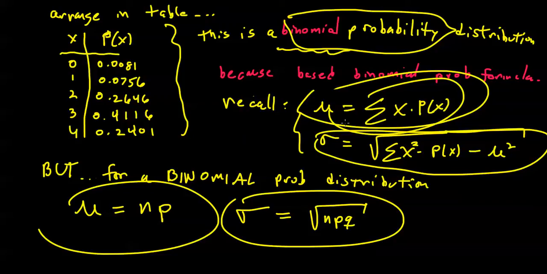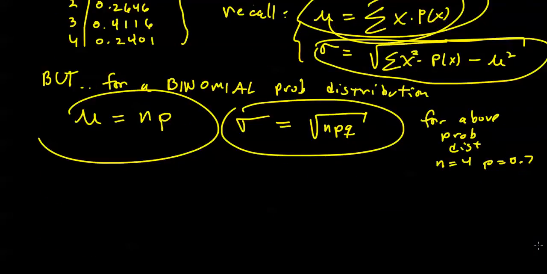let's see, can I work this out? Kind of hard to get it all on one screen. For the above probability distribution, we see n was our number of births, n was 4, p, the probability of success in any one trial, was 0.7, and of course q is the probability of failure, and that's just the complement of p, 1 minus p, and that's 0.3.